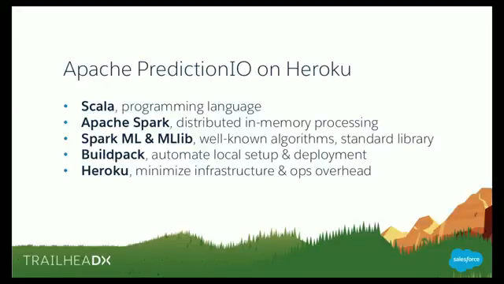Apache Spark is the underlying distributed data processing application service that Prediction.io essentially wraps and helps you run. Coming with Apache Spark, you get the Spark machine learning library, MLlib.